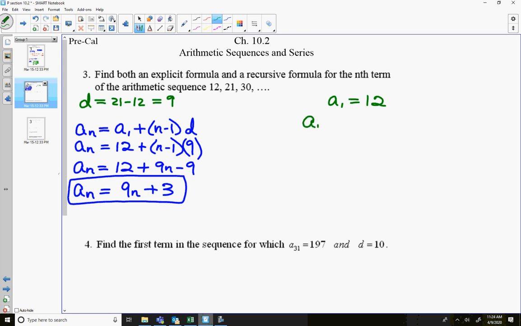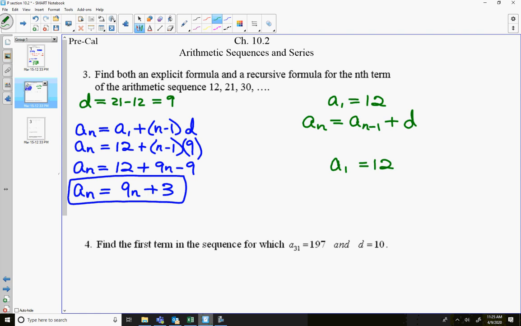Well, I'm going to just do it this way. That nth term will always be the term right before it plus whatever that common difference is. In this case, once again, what is the common difference? The common difference is 9. So really, our answer to this problem starts with this.